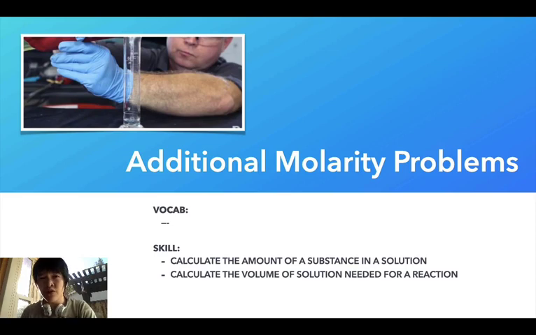In this video, we're going to go over two additional variations for molarity problems. By the end of this video, you should be familiar with 1. How to calculate the amount of substance that is dissolved in a solution, and 2. How to calculate the amount of solution you need for particular experiments.